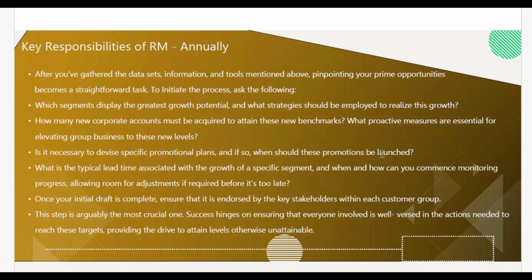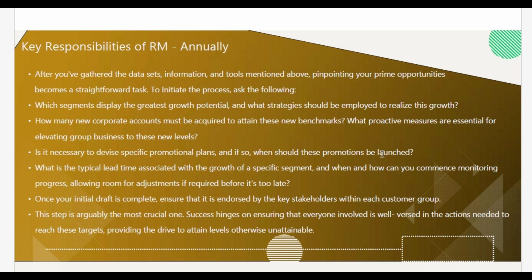What is the typical lead time associated with the growth of a specific segment, and when and how can you commence monitoring progress, allowing room for adjustments if required before it's too late? You need to be well aware of the different lead times for different segments, so that you know when you can expect the business from those segments. So if you start receiving the business based on those lead times, that's good enough. If you are not, then it should give you an indication that there's something wrong which you need to change or adopt.